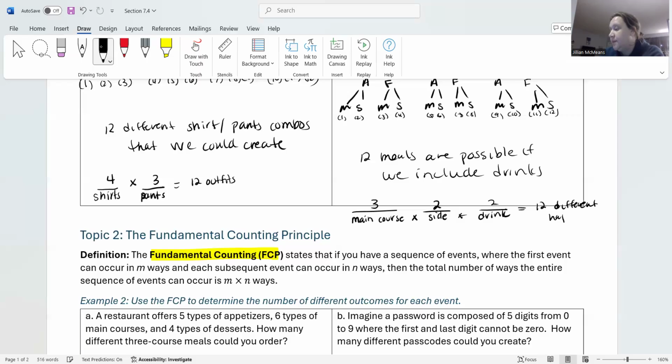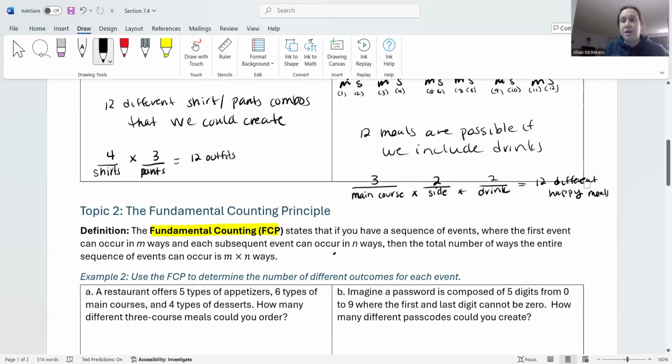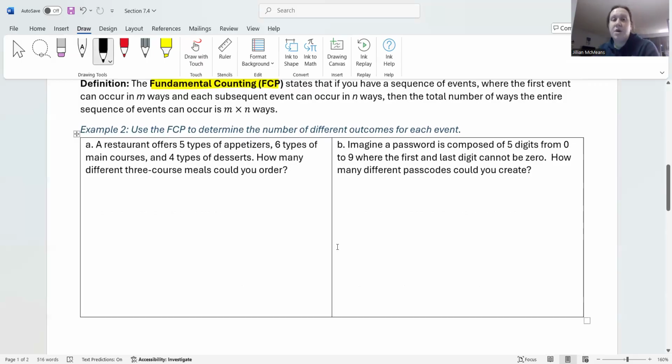So you take each component of the sequence or the combos that you're looking at, figure out how many ways that component could happen, multiply those for each component in the list, and then you get however many combinations or different sequences could be created. Okay, so let's look at an example. Use the FCP, the fundamental counting principle, to determine the number of different outcomes for each event.